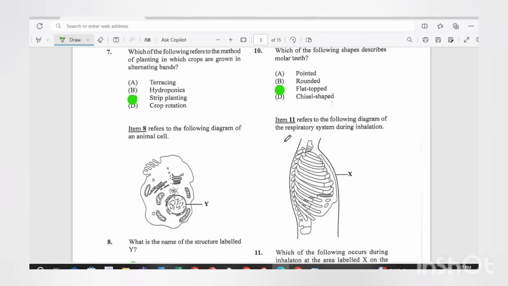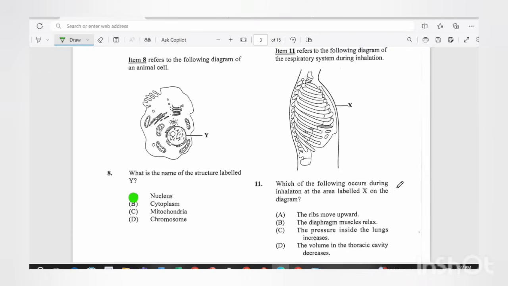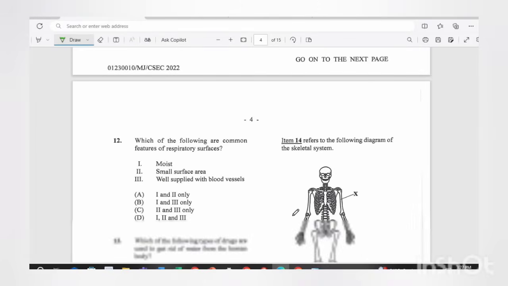Item 11 refers to the following diagram of the respiratory system during inhalation. Which of the following occurs during inhalation at the area labeled X on the diagram? Is it A, the ribs move upward? B, the diaphragm muscles relax? C, the pressure inside the lungs increases? Or D, the volume in the thoracic cavity decreases? The answer there is A, the ribs move upward.